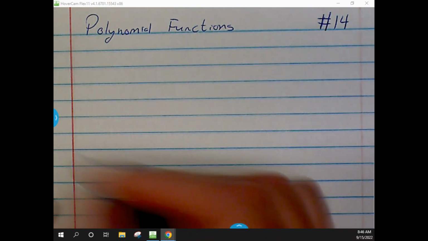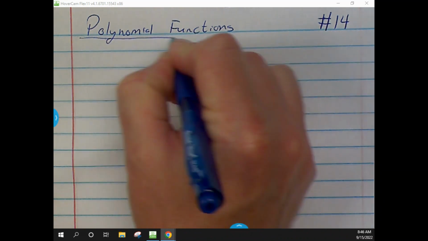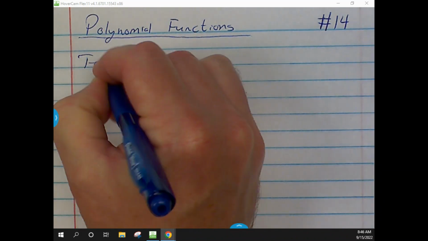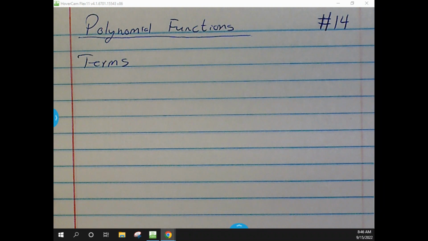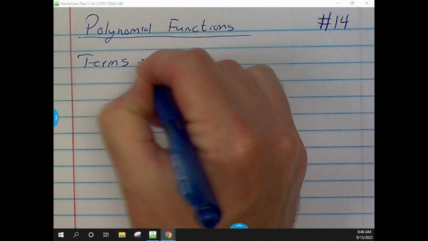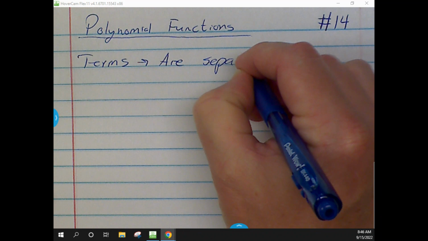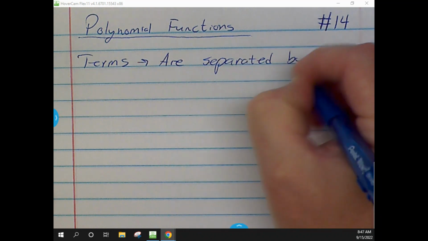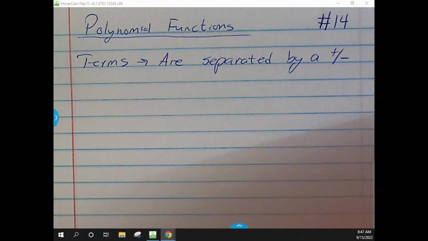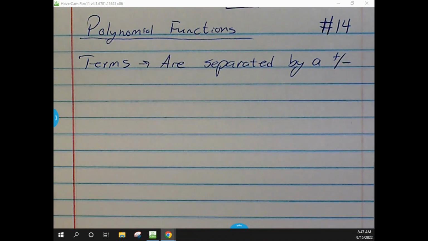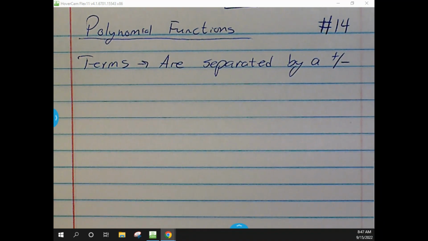So first thing they're going to ask you to do, remember that when we talk about terms of polynomial functions, just realize those are always separated by a plus or a minus. If you want to think about terms that they're separated by a plus or minus, these should all have a different power of the variable, different power of x. We think about it that way.